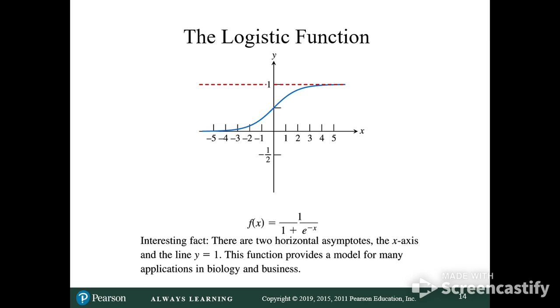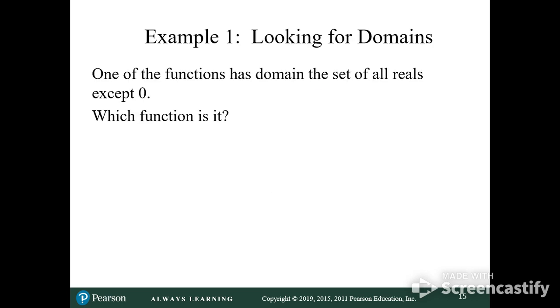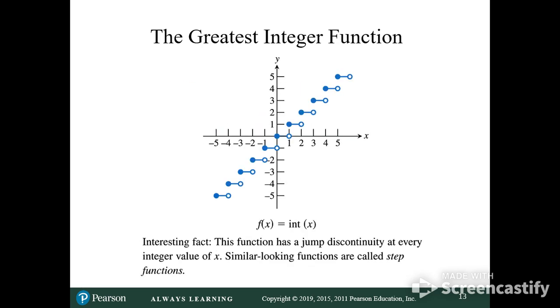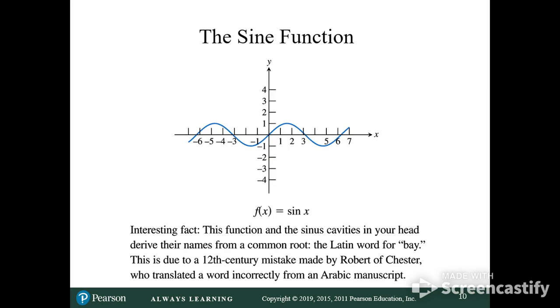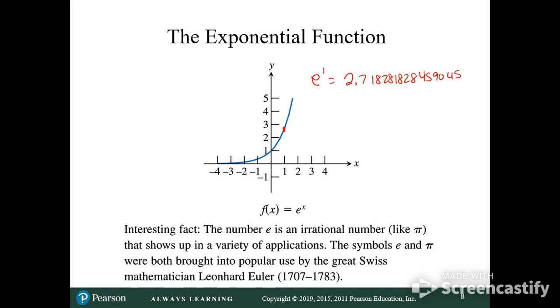No. Okay. So out of these functions, one of the functions has a domain which is the set of all real numbers except for 0. Which one is it? Which one has a domain of every number except for 0?